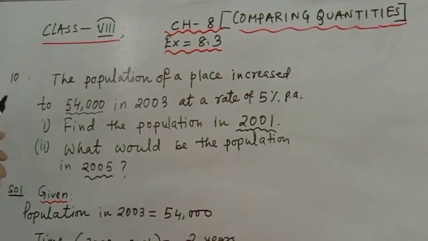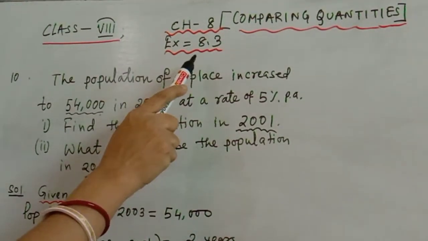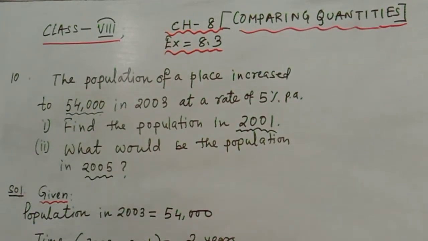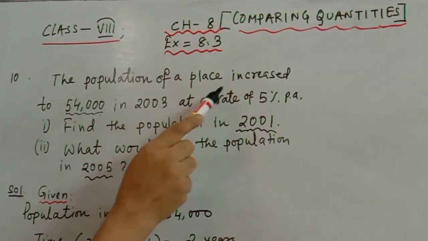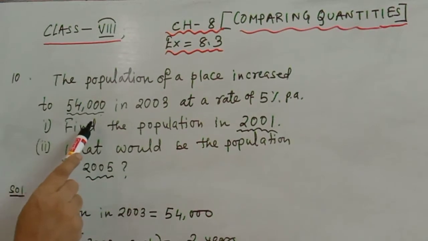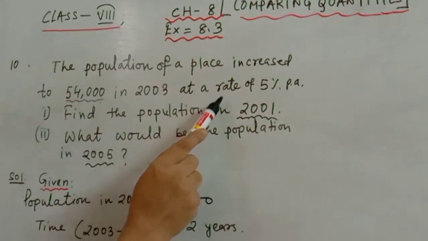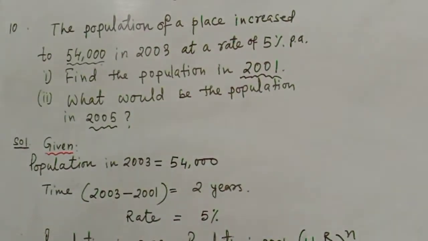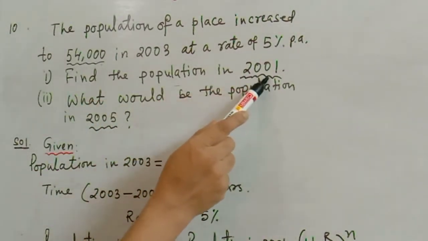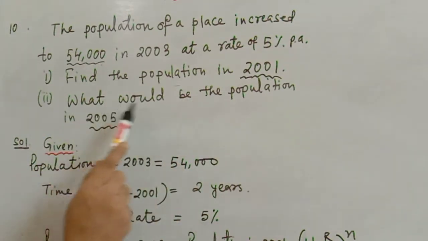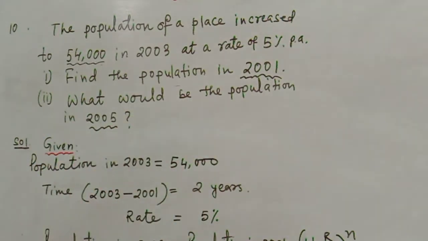Today we will do question number 10 from exercise 8.3, Chapter 8, comparing quantities. The population of a place increased to 54,000 in 2003 at a rate of 5% per annum. Find the population in 2001. Next, what would be the population in 2005?